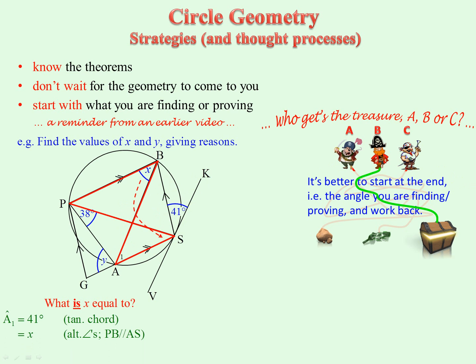There's another way to find x. There's often more than one way. Have a look here now. There's the bow tie. We have the angles in the same segment. So we have x equal to S1. And what's S1 equal to? Aha, P1. What is P1 equal to? The 41 degrees. So now we go the other way. We say P1 equals 41 degrees, reason, S1 equals P1, reason, x equals S1, reason.